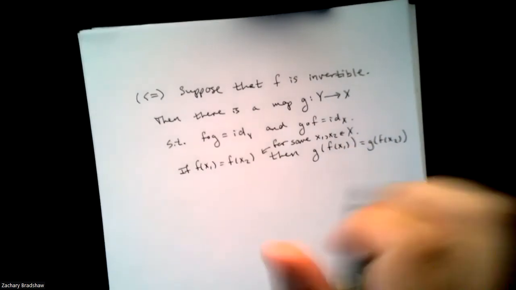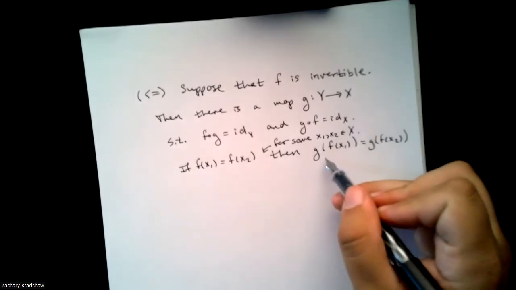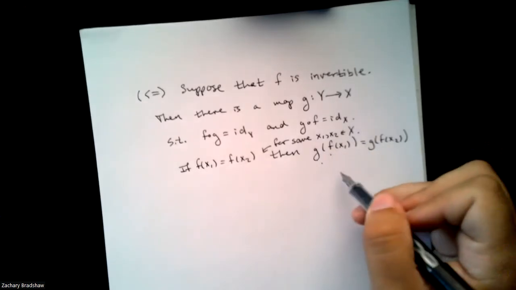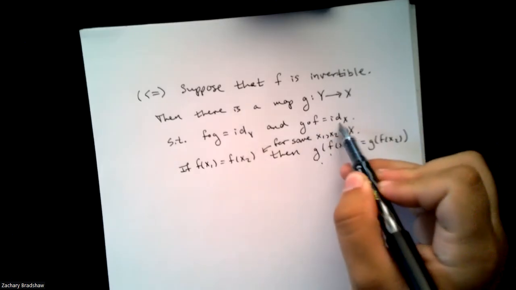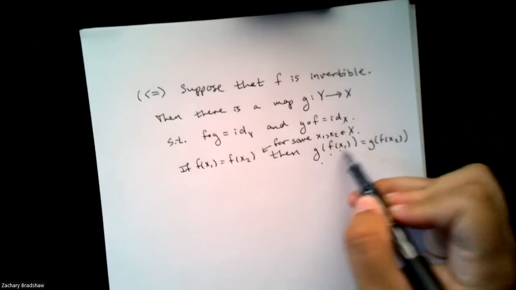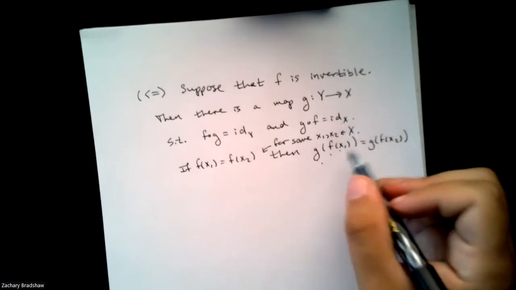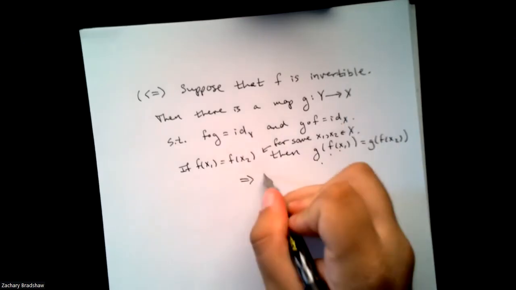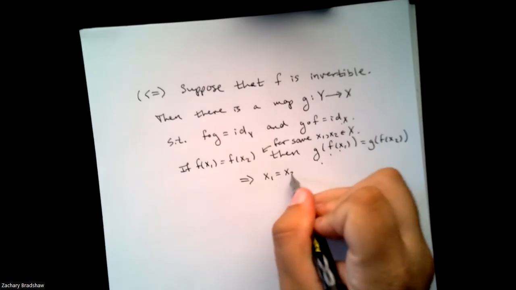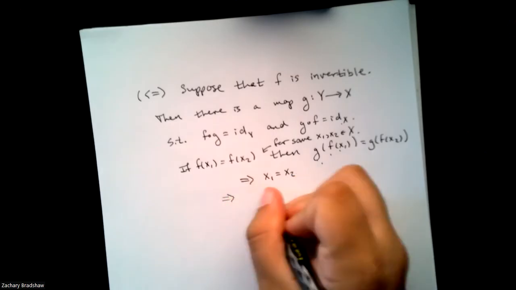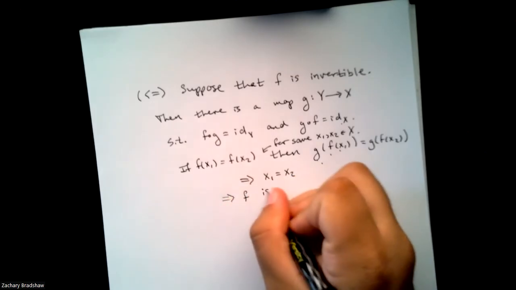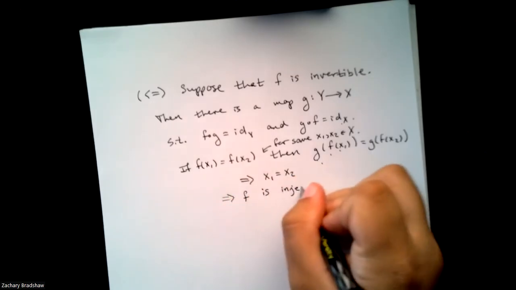Okay. But g of f of x1. Well, g of f is just the identity function. What does the identity function do? It just takes x1 to itself. And same thing on the right-hand side. So this implies that x1 is equal to x2. And therefore, f is injective.